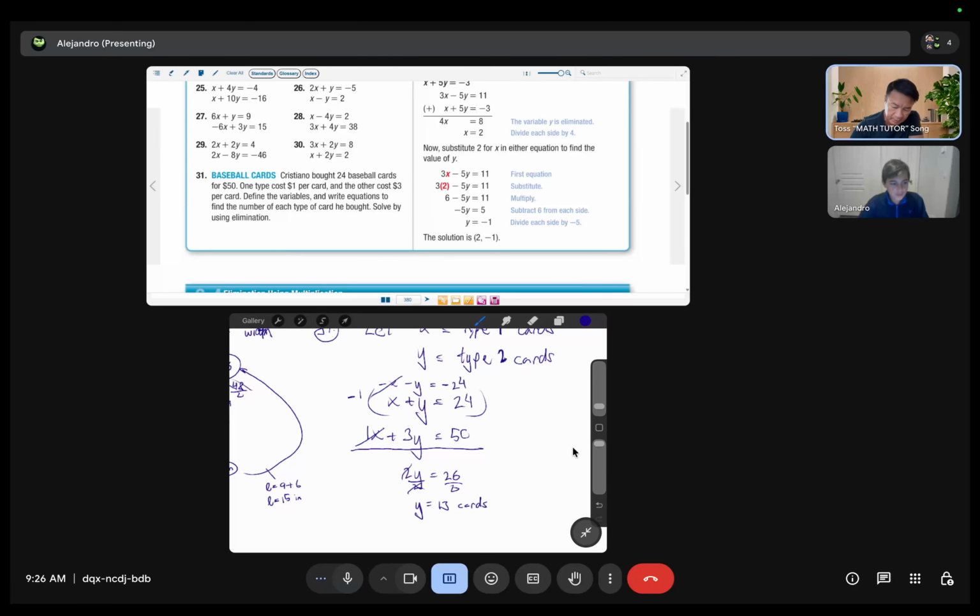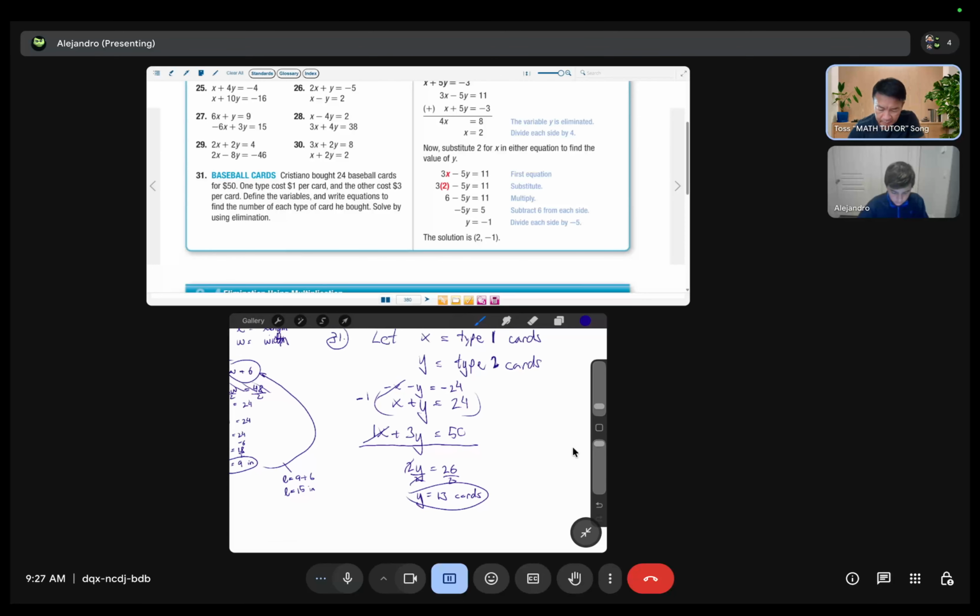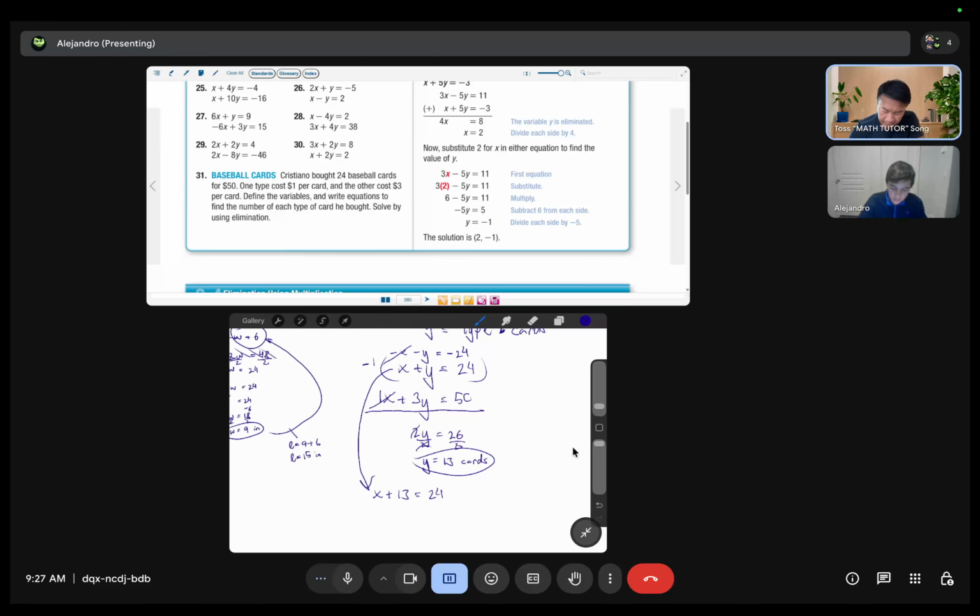Cards on cards, 13 cards, and then plug it back in. I would use the original here. Is that okay? x plus 13 substituted for y equals 24. I'm substituting 13 for y. Subtract both sides by 13. x equals 11 cards. At least I put the units there.